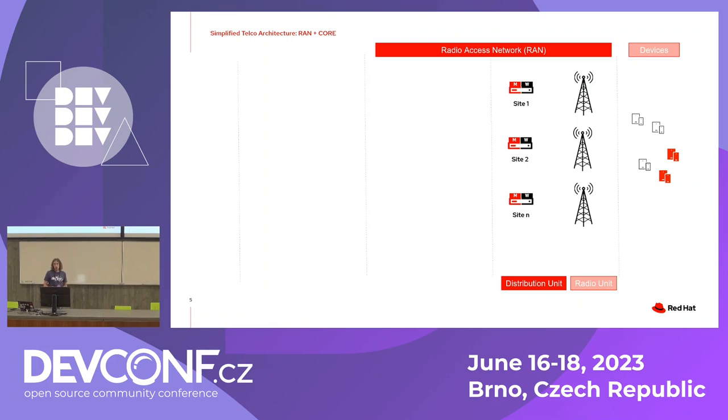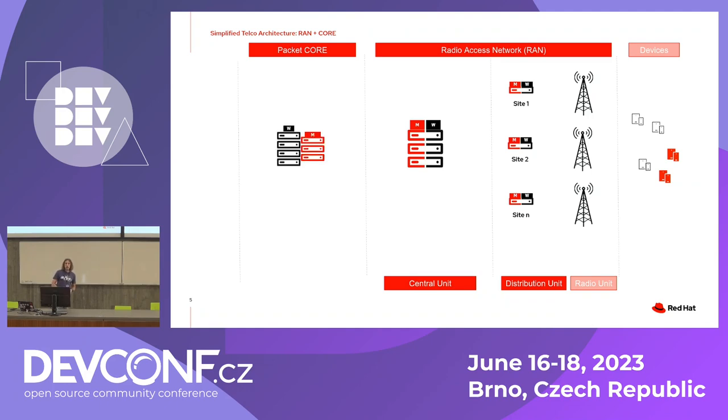These are called distribution units. The distribution unit takes the signal from the antenna and everything is collected into the central unit, where we again have a new cluster. And then the last layer is the packet core. The packet core is closer to the internet, and again here we have a new cluster. This time it could be in a data center or something like that. For the central unit, you can have one or several in different regions managing different distribution units.